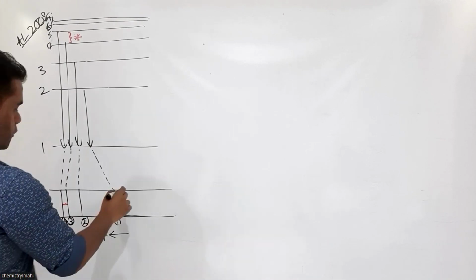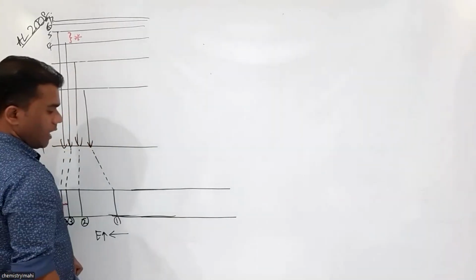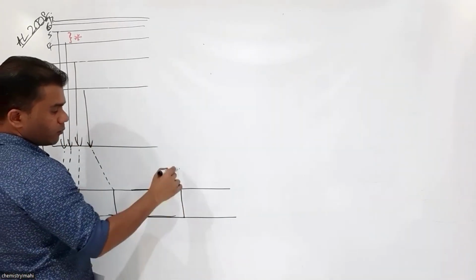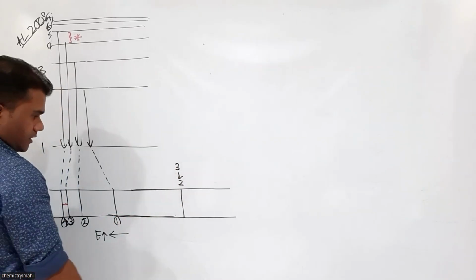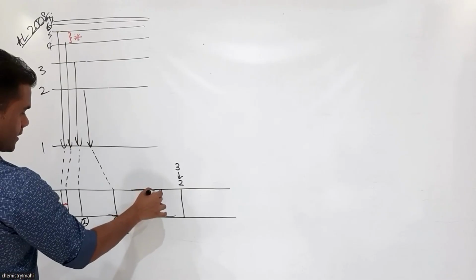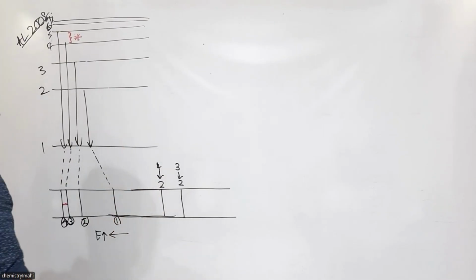Now we move to other series. They ask about Balmer, Paschen. Balmer, first line. You remember that? Up to 2 means transitions from 3 to 2. Then Balmer, second line. It is transition from 4 to 2. I don't draw, then you can understand.